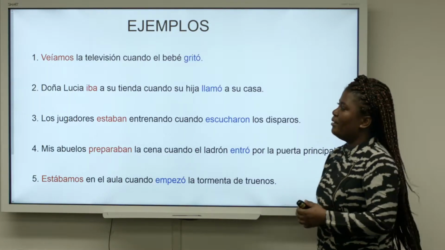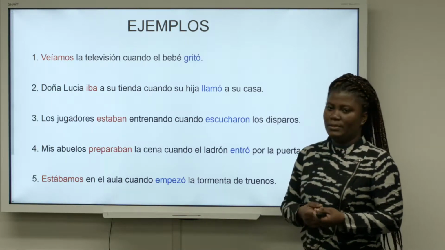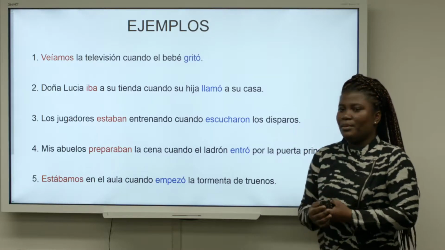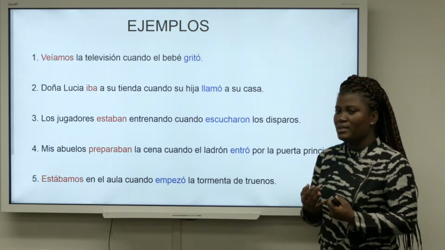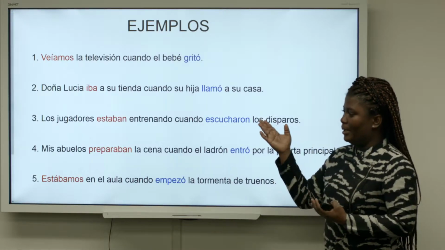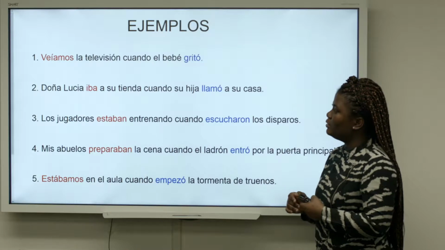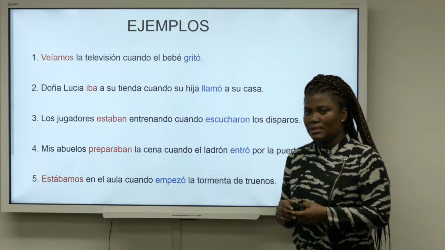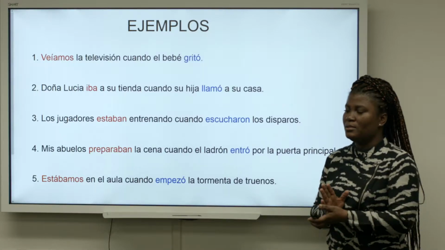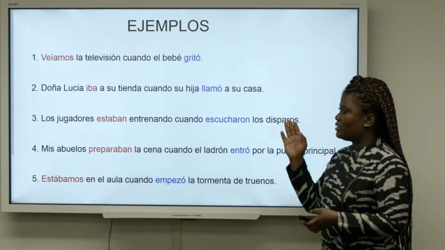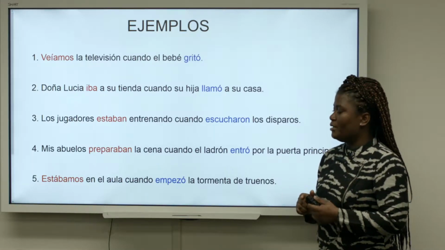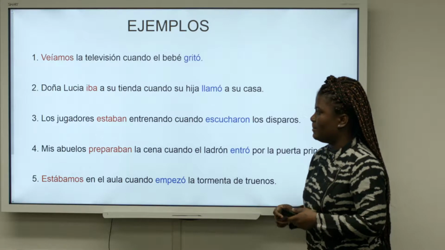For example, veíamos la televisión cuando el bebé gritó. We were watching television when the baby shouted. So the action that was in progress is the verb ver, to watch the television. That has been conjugated in the imperfect tense because that's what we were doing before the baby shouted. So the baby's action of shouting, gritar, has been conjugated in the preterite tense.